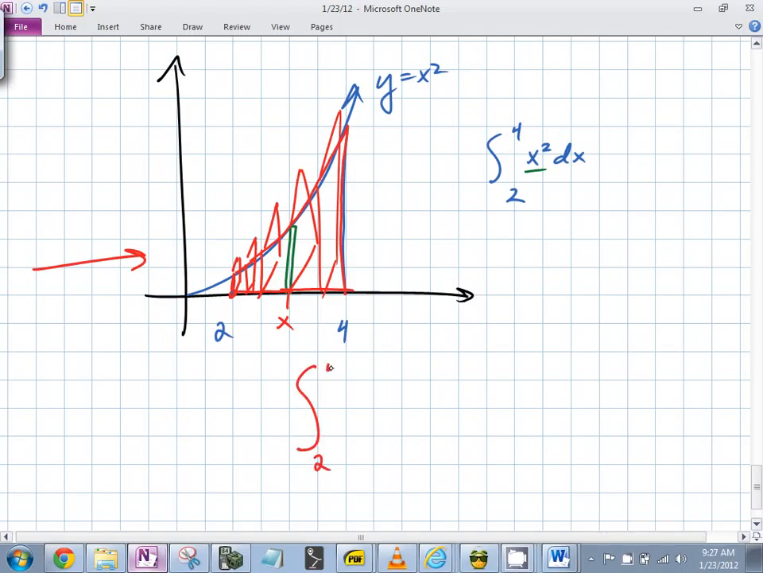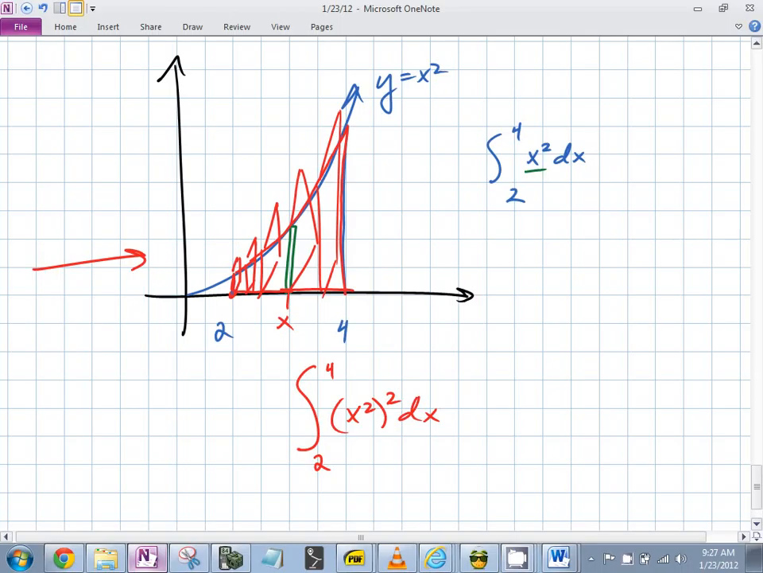What is the area of any slice? x squared squared. What's the width of any piece? It's still dx. This right here represents the volume, because all we've done is add in a next dimension. In this case, it was a square. That's pretty easy to do.